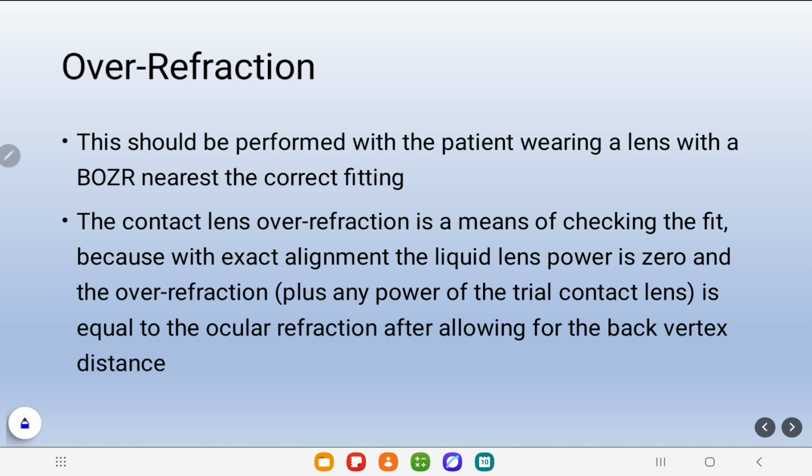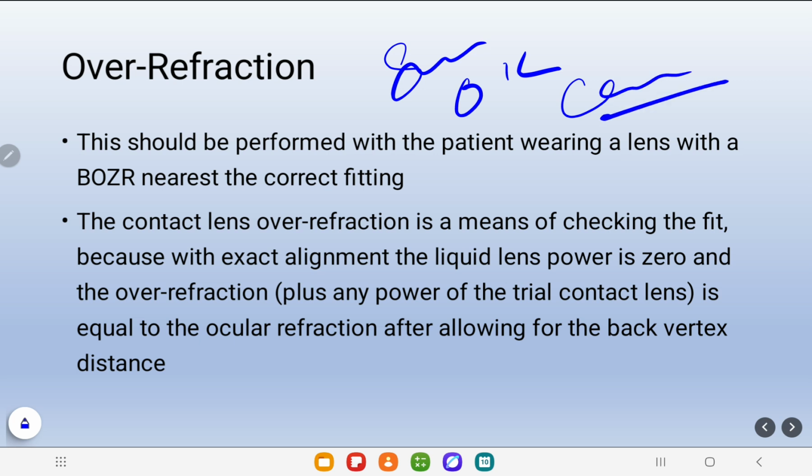We have to do over-refraction, which is very simple in the case of every single RGP contact lens, no matter whether it's a scleral lens, an orthokeratology lens, or a corneal lens. In every single rigid gas permeable contact lens, you will do over-refraction, and this should be performed with the patient wearing the contact lens, definitely with the BOZR nearest to correcting possible, obviously.